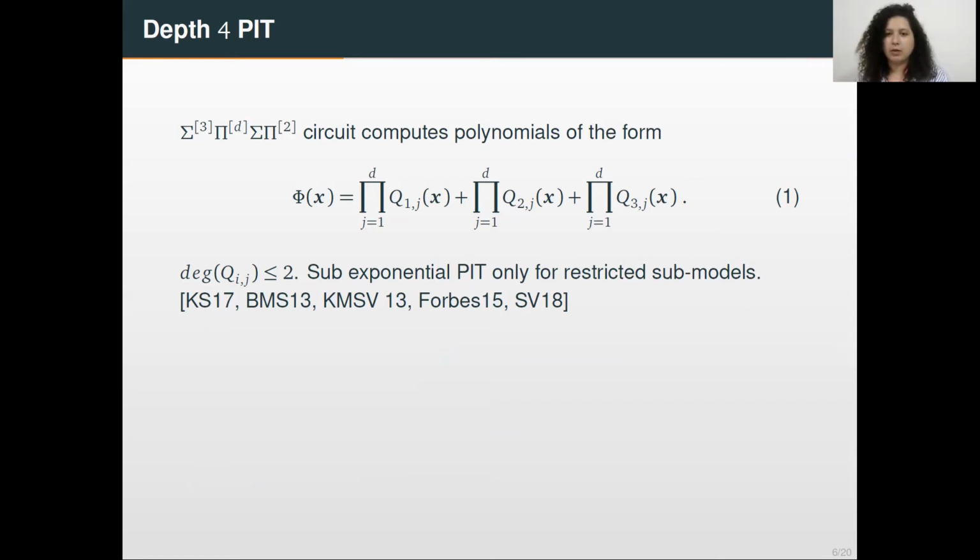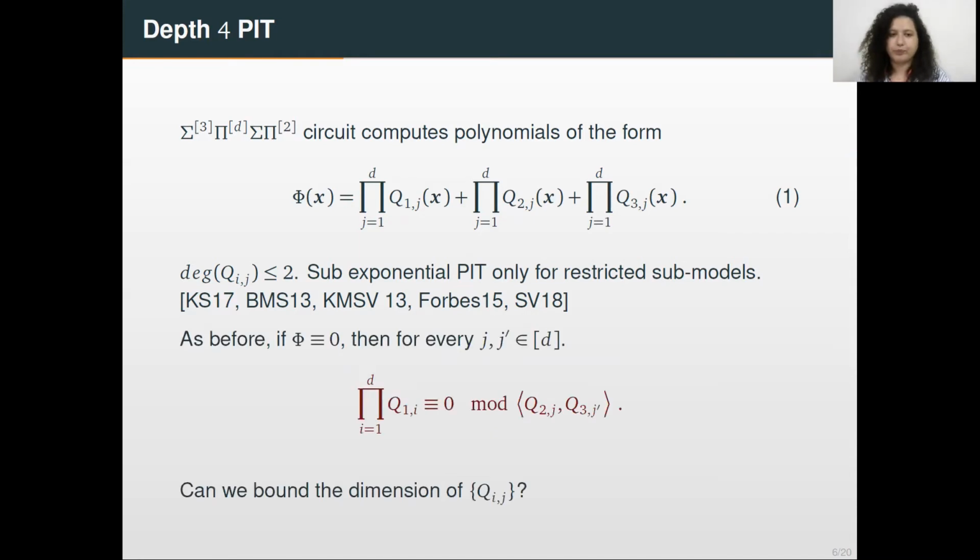Up until this work, there was no sub-exponential PIT algorithm for such circuits, but there were results for restricted submodels, and this problem has been studied quite a lot. So let's try to follow the same ideas that we described for the depth-3 circuit.